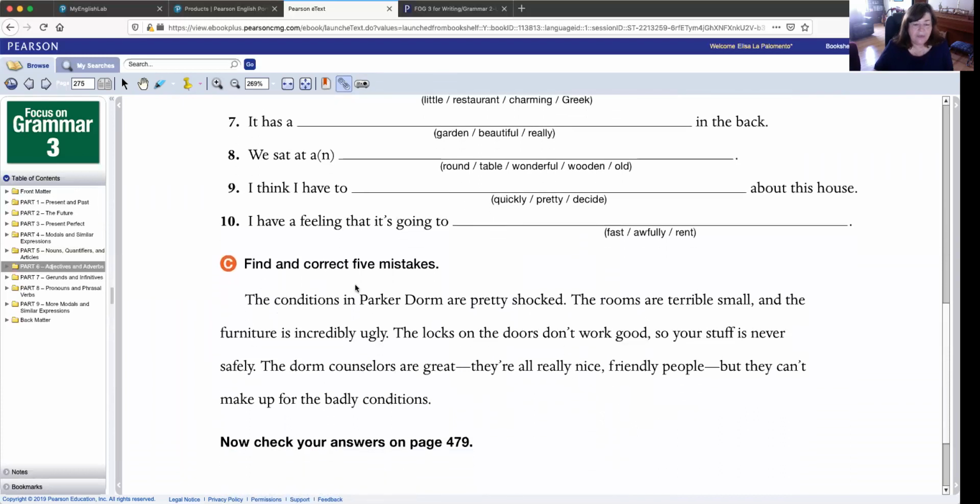And the last thing is find and correct 5 mistakes in this little paragraph. So just look for mistakes here, okay, in adjectives or adverbs. Okay, and when you're done, you can check your answers on 479 to see how you did.